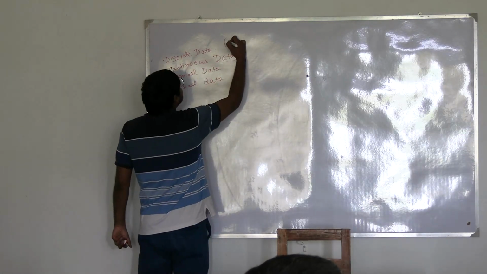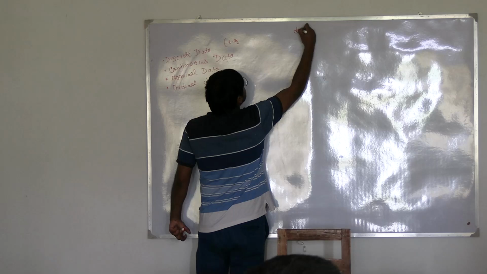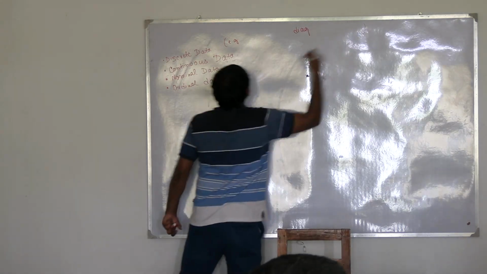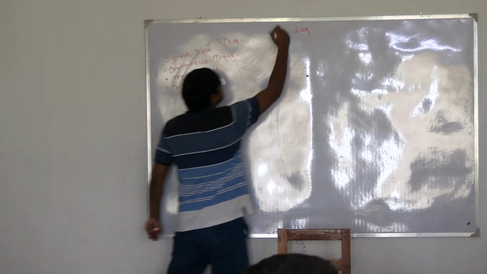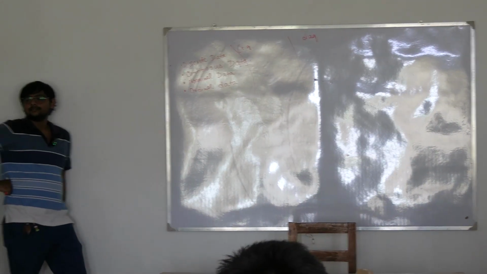Give me one example and the diagram for each. Come on. Give me an example of discrete data.